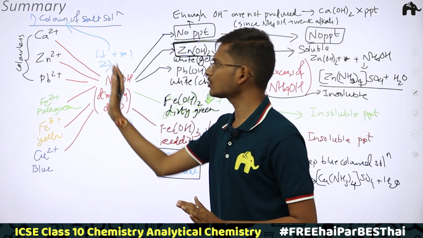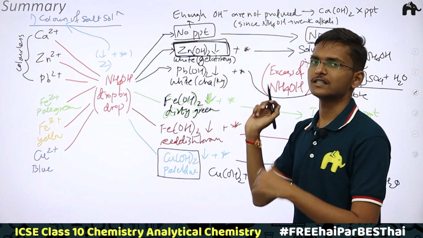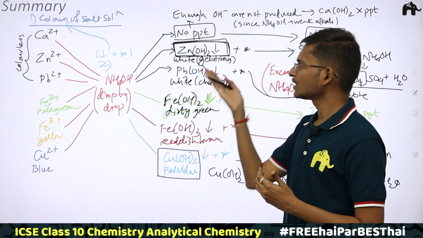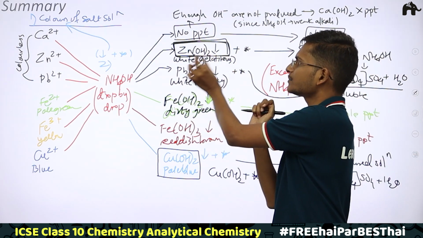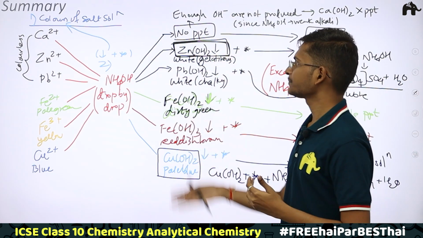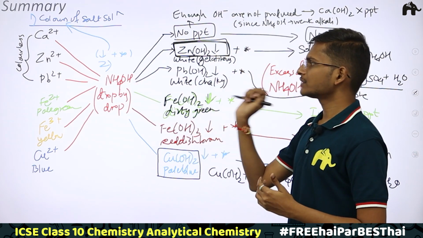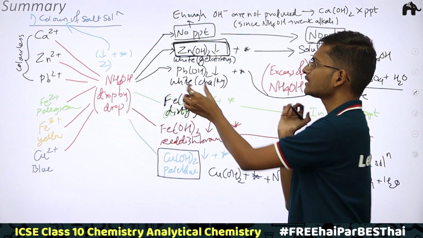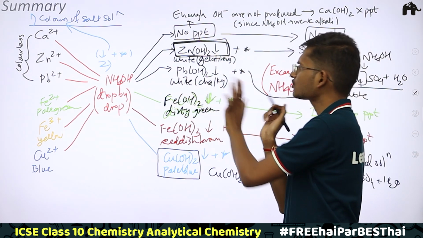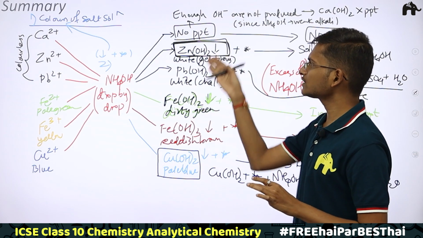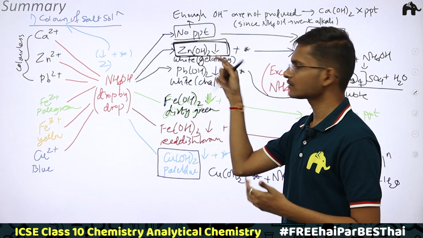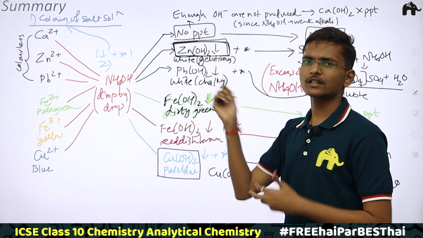Moving ahead, the zinc salt solution when treated with ammonium hydroxide gives us zinc hydroxide precipitate, exactly the same type of precipitate as we got with NaOH, and some soluble salt. The zinc hydroxide precipitate is white and gelatinous, exactly the same, no change. Then lead salts, when treated with ammonium hydroxide, give us lead hydroxide precipitate and some soluble salt. The lead hydroxide precipitate is also white, and its nature is also the same, chalky.